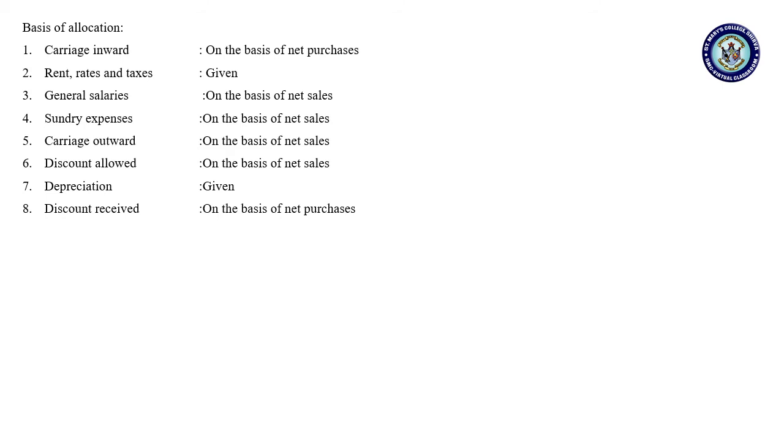Next, sundry expenses. Again, in the absence of information, you can take net sales as a base. If the information is not given, you can take net sales as a base. So write sundry expenses on the basis of net sales.